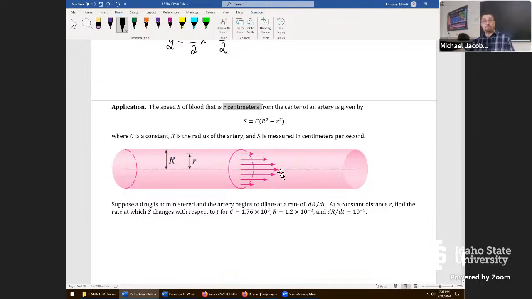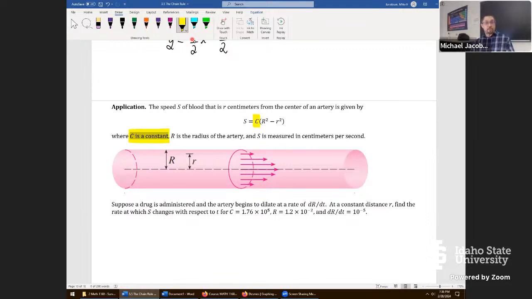So we want to track how that speed changes based upon what exactly? Who knows? There's a lot of variables here. So the speed of blood depends on how far you are away from the center in r centimeters. It's given by this formula, which is wonderful information. If you find a constant, we should definitely recall that. We have a constant here.